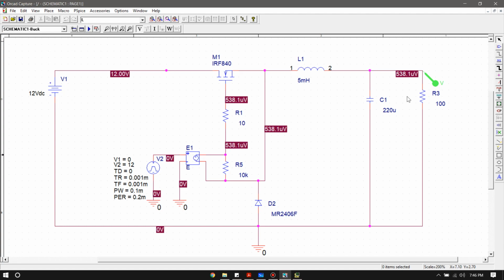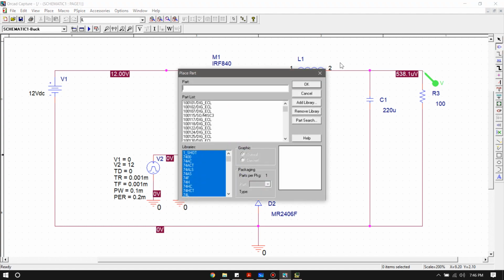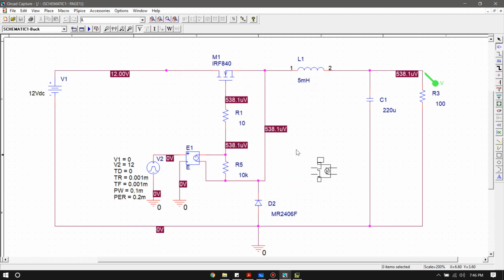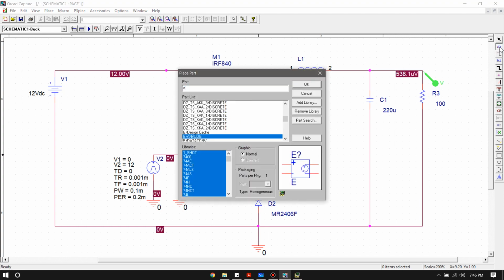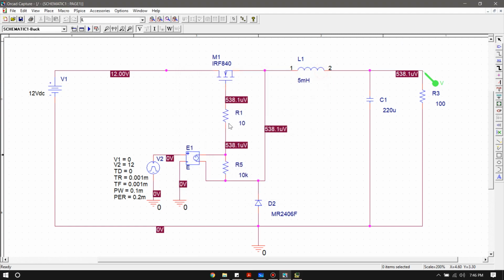You can find this by going to your component list and writing E. Write E and you can select E analog, which will give you your voltage controlled voltage source. This is the one. The pulse generator is called V pulse, I think. Let me just check. Yep, it's called V pulse. So you can select the V pulse source. And the MOSFET is, as I mentioned, IRF 840.